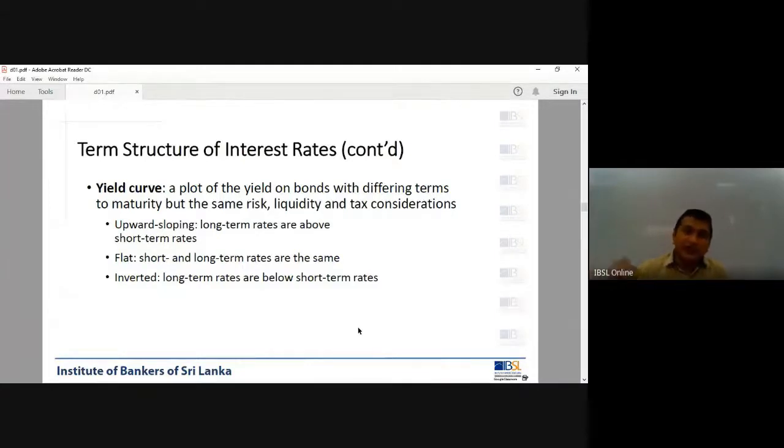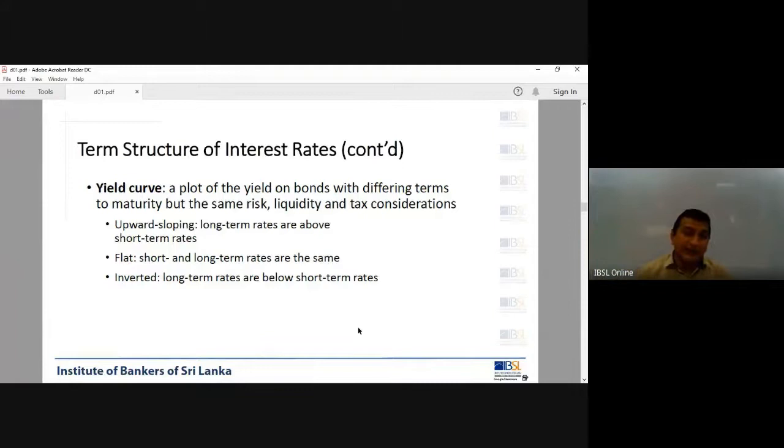So if you plot this for a given moment of time, a particular date, you can see it could be upward sloping, if not flat, or downward sloping, or inverted. Inverted means downward sloping. Upward sloping means longer-term rates, that is, interest rates for longer time to maturity, are above the shorter-term ones. So short-term interest rates are lower than long-term interest rates in an upward sloping yield curve. That is like a staircase.